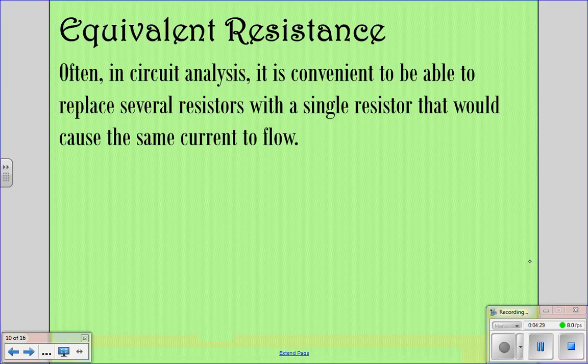Often in circuit analysis, it is convenient to be able to replace several resistors with a single resistor that would cause the same current to flow. So that's what we just did. We took those 3 on the left and made it into 1 on the right.